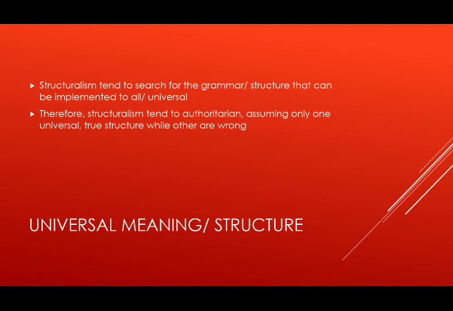Why is it authoritarian? Because structuralism will always try to find the right one, and the others are wrong. Structuralism will say this structure is right, this structure is universal, while the other structures are wrong. Because structuralism always wants to get one single structure or one single grammar that can be applied to all. So there will be no dialogues, no multi-interpretation, no multi-perspective, as if there is only one meaning of a certain work or a certain narrative. The meaning is only one.